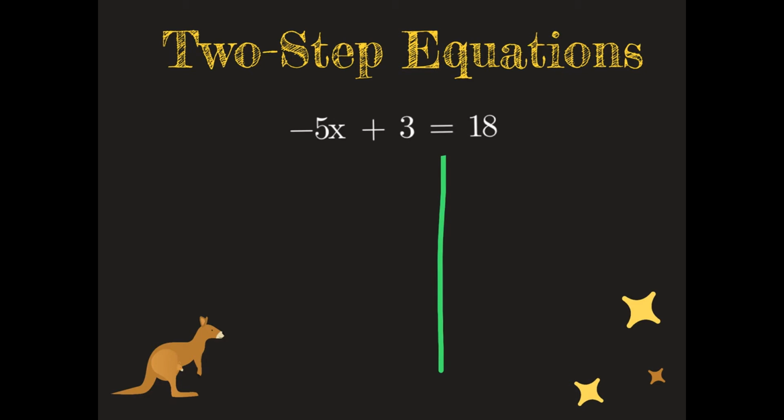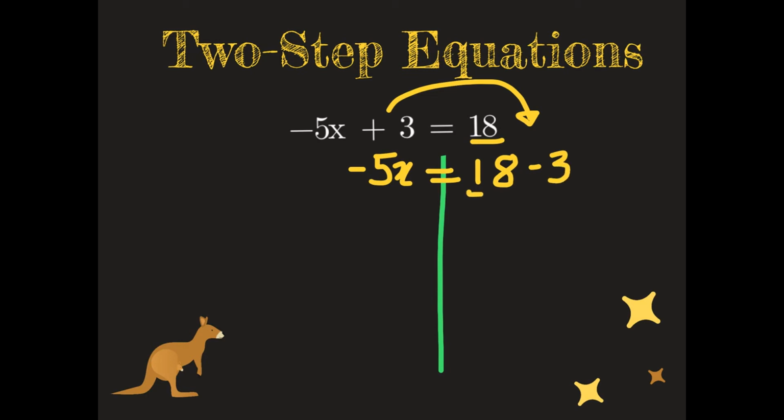And let's start solving this. Negative 5x is going to remain on this side. So I'm going to write negative 5x is equal to 18. 18 is a number, which means it belongs over here. So we're going to keep that as is. And now I'm going to take the positive 3 and I'm going to move it over here. The opposite operation of adding 3 would be subtracting 3.